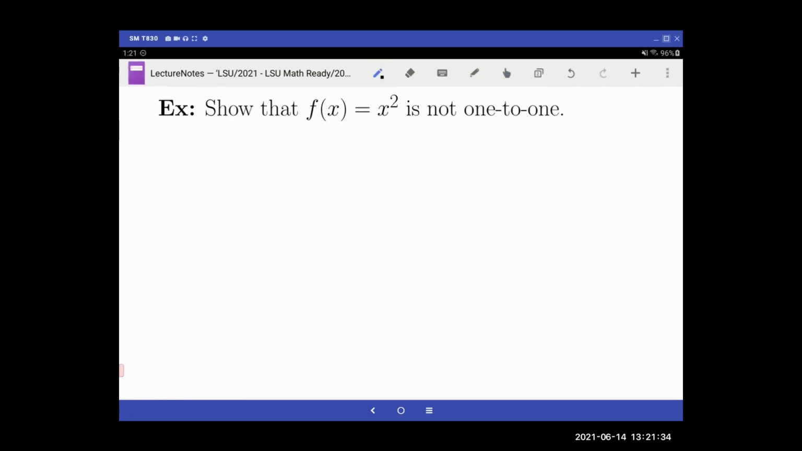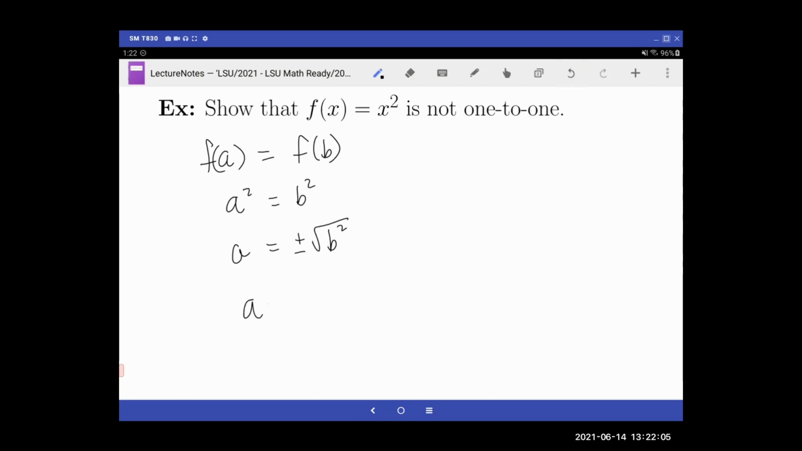Okay, so I'm going to show that this one is not. We're going to start off with the same assumption. f of a equals f of b. All right, now let's plug that in. a squared on the left, b squared on the right. Here comes the square root property. If I find this, then I find that a is equal to positive and negative the square root of b squared. So that's going to cancel, of course.